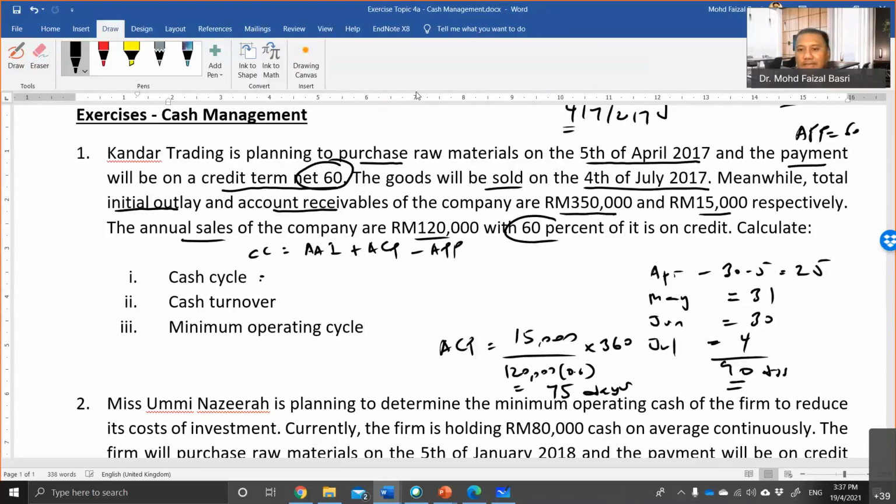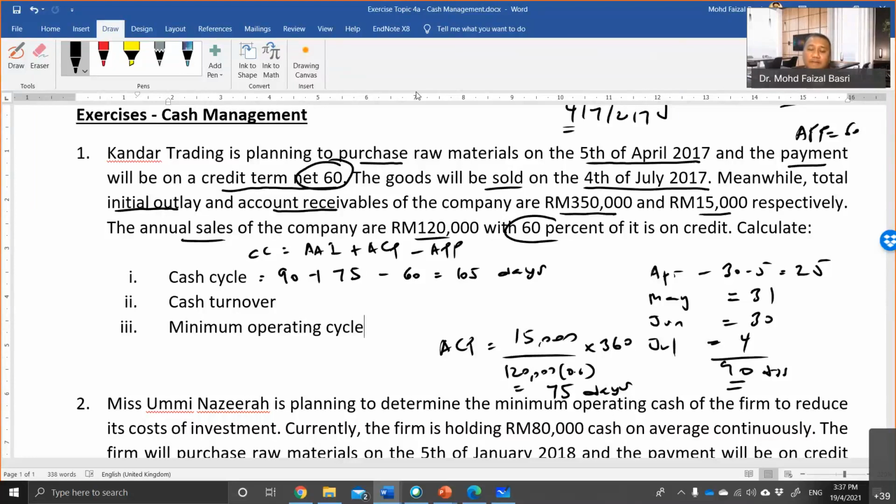So therefore, the AAI is 90 days. The ACP is 75 days. And minus, don't forget minus, APP is 60 days. So 90 plus 75 and minus 60. So we have here 105 days. So that's our cash cycle.